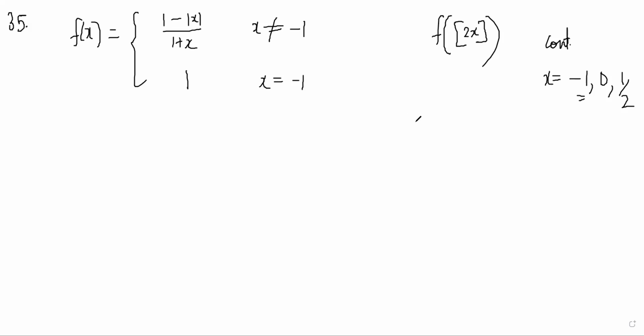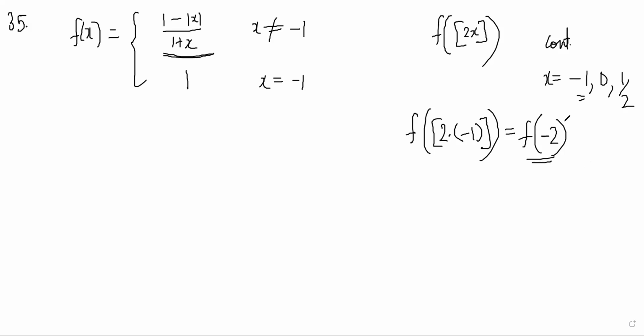So first find the function values at these points, right? So f of 2 into minus 1, that is f of GIF of minus 2, which is minus 2 only, right? f of minus 2 will be which function? This function. So that will be 1 minus mod of minus 2, which is 2, 1 minus 2 by 1 plus minus 2. So minus 1 by minus 1, so 1, right? So the f value at minus 1 is 1, right?